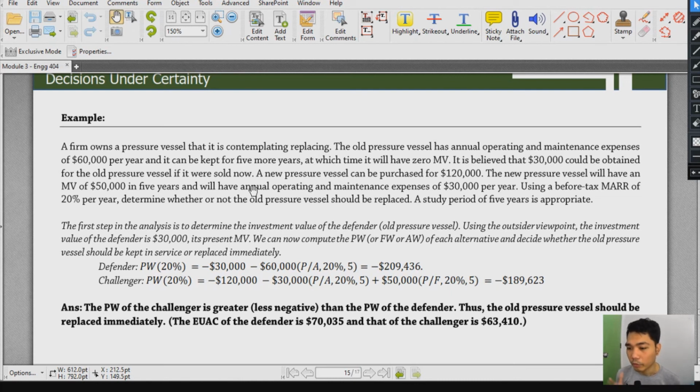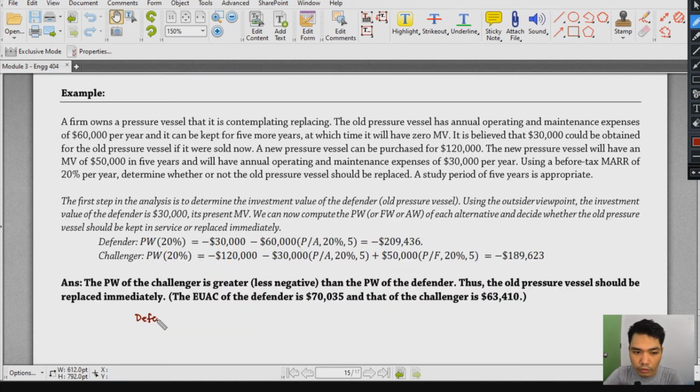Like this one, we're using the before tax MARR, so we do not account for after tax analysis based on the selling price of your asset upon its disposal. If ever you'll be gaining something or not, that's out of our question. What matters here is that we just use the given. So the Defender, remember, our study period is 5 years, so let's say n is equal to 5. In short, we could say that it will be negative 30,000, because remember, we're considering the outsider's viewpoint and not your own viewpoint here.